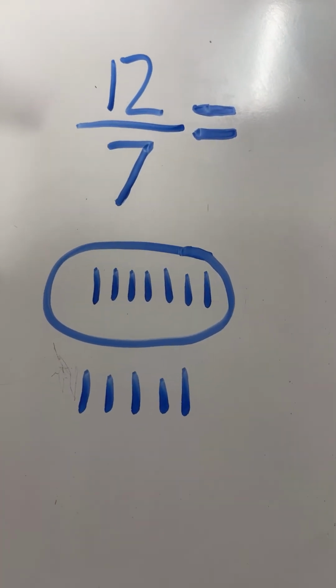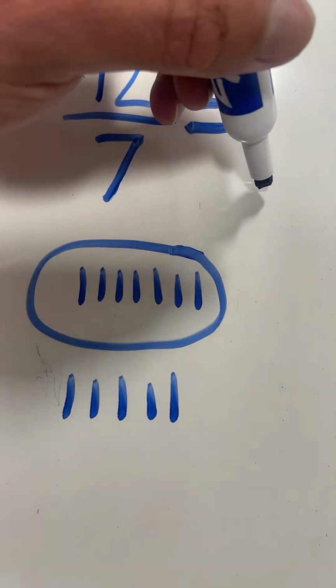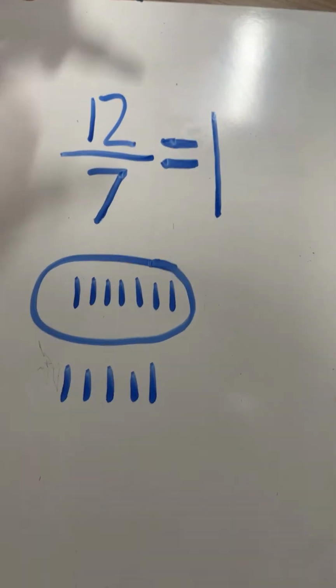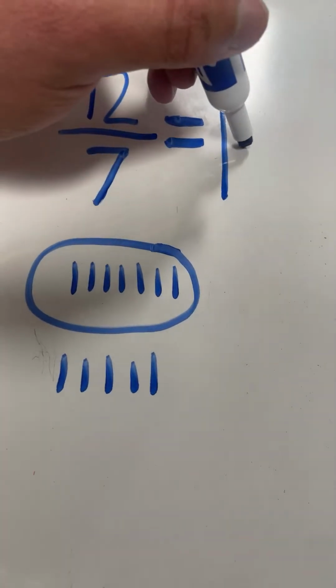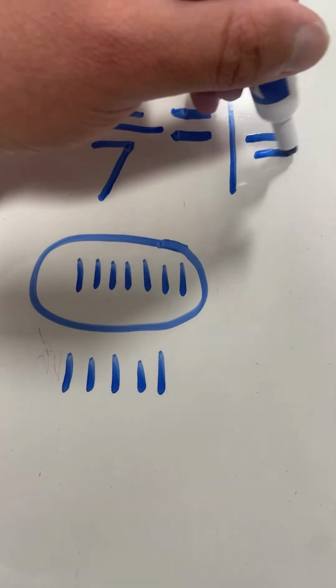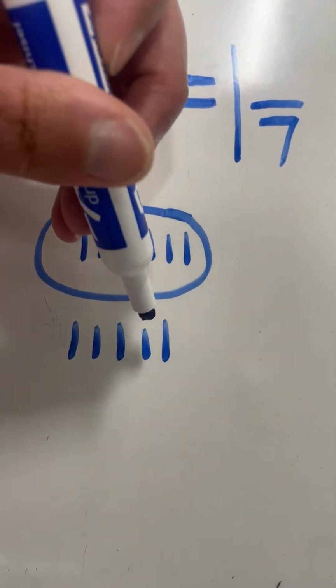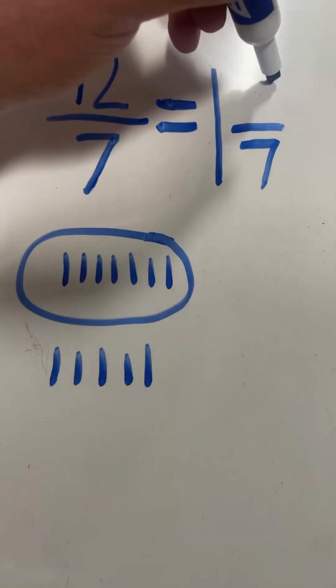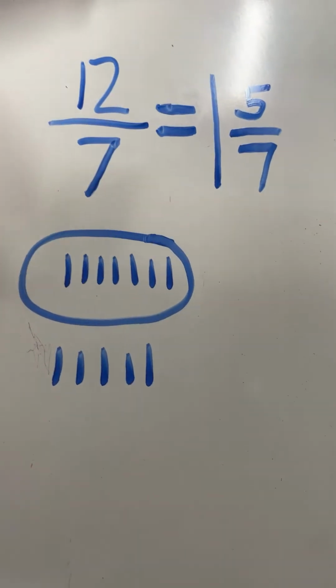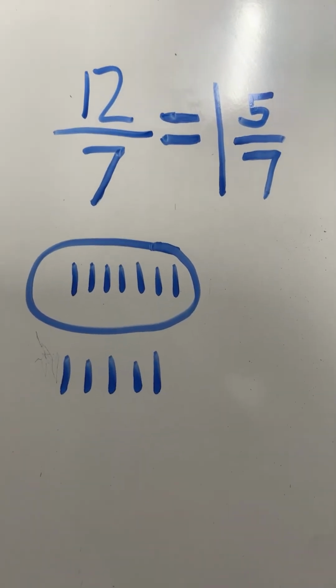We have one group of 7, so 1 is our whole number. Our denominator stays the same. Our remainder is our numerator. So we have a remainder of 1, 2, 3, 4, 5. So 12 sevenths converted into a mixed number equals 1 5/7.